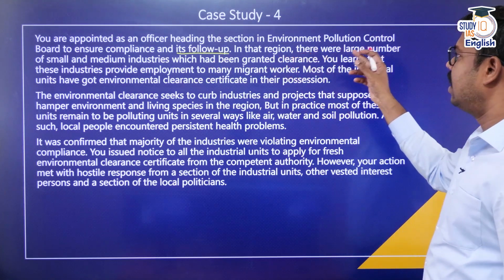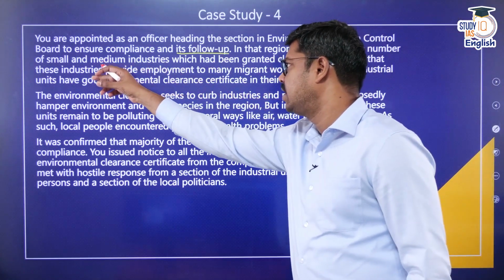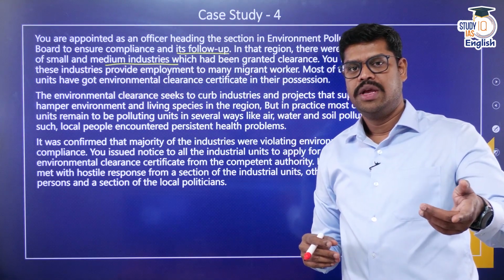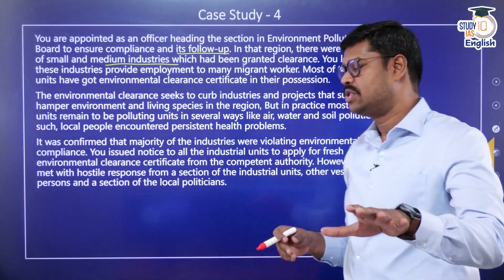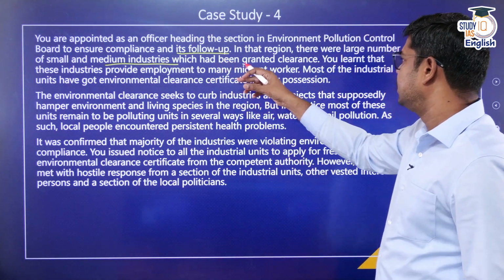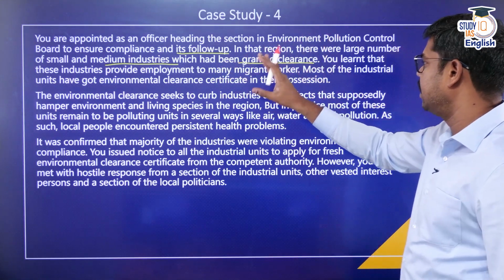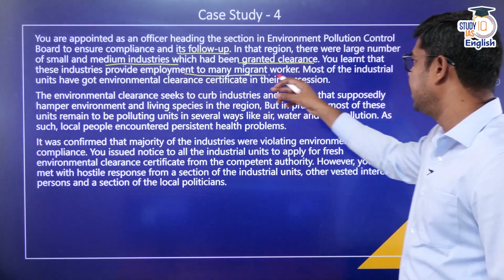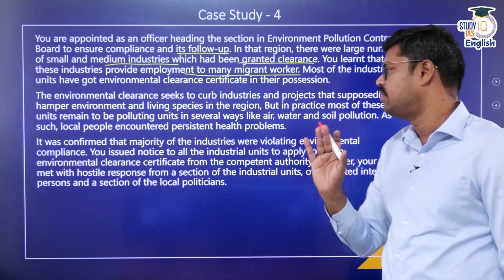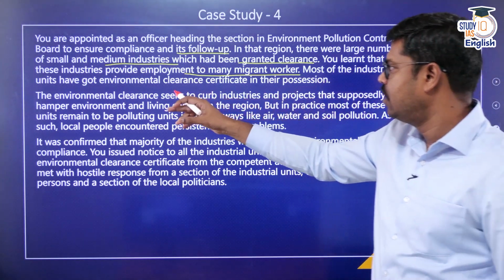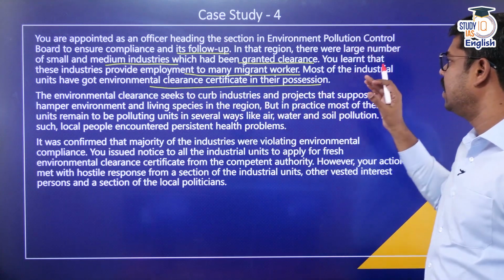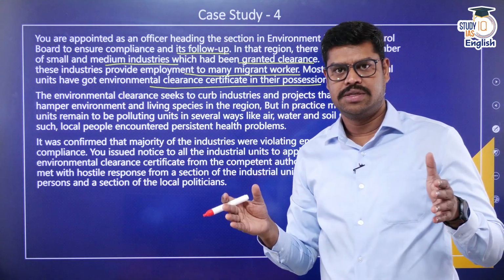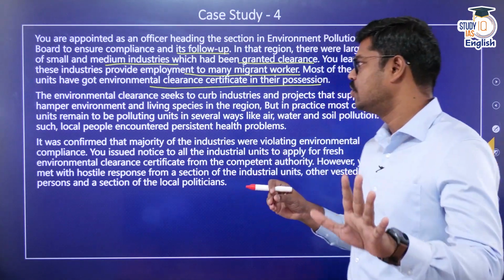In that region, there were a large number of small and medium industries. So you can understand that there are a lot of industries. So the idea is there is a possibility that there can be a lot of non-compliance also. There is a possibility that a lot of people are employed in these industries also. So that is something that you have to keep in your mind, which had been granted clearances. So they have already been granted clearances by the appropriate authority. You learned that these industries provide employment to many migrant workers. So you are aware of this particular fact. Most of these industrial units have got environmental clearance certificates in their possession. That means all these industries here also got environmental clearances. That means the competent authority has already given it. That is also very clear.